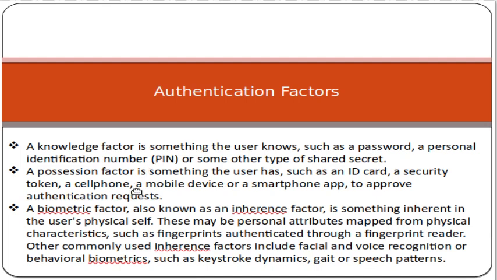Then the possession factor is something the user has, such as an ID card, a security token, cell phone, mobile device, or a smartphone app to approve an authentication request. That means, friend, normally you will receive a security token on your registered mobile number. You know very well that this is your OTP, and you receive it on your registered mobile number, and then you can enter that security token and access.